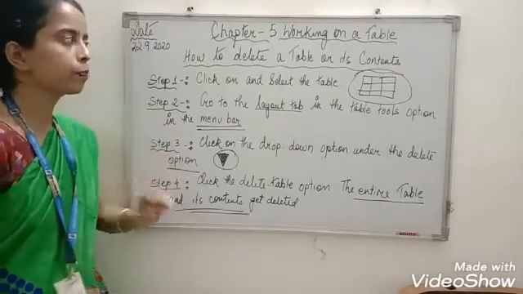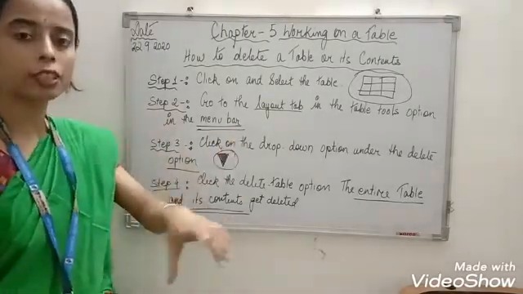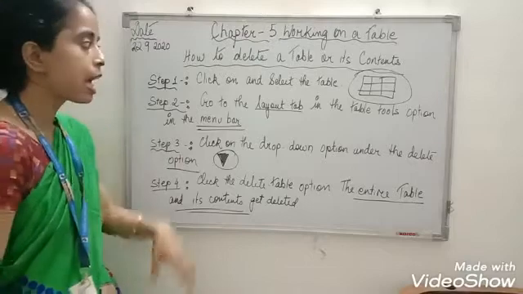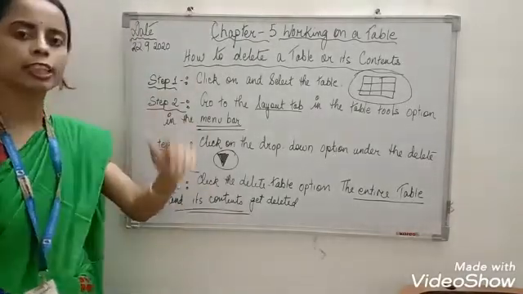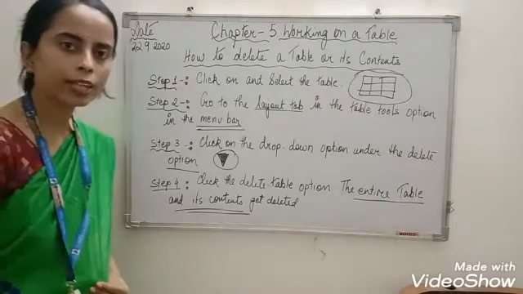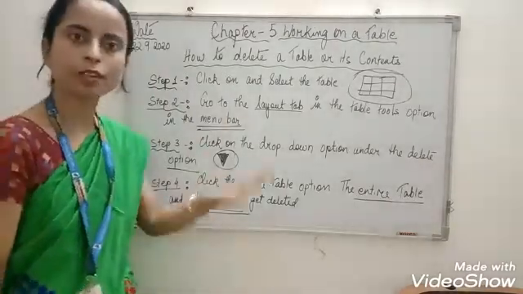You try, children: draw one table, create one table, write the contents. After that, try to delete it. Follow the steps and delete it. I hope it is clear and you have understood.